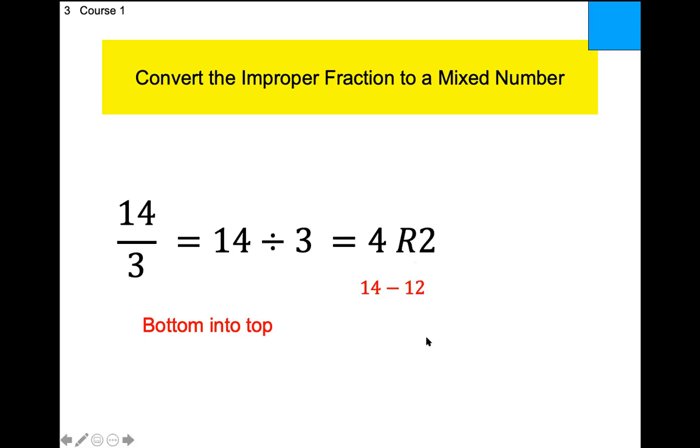And remember, to write this as a mixed number, this whole number is the whole number of our mixed number. The remainder is our numerator, and the denominator is always our original denominator, 3. So 4 2/3, or 4 and 2/3.